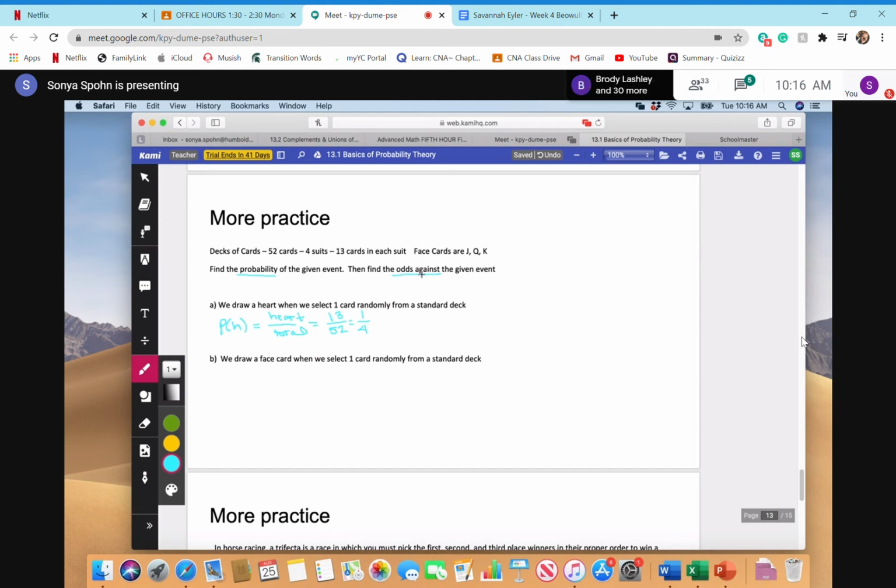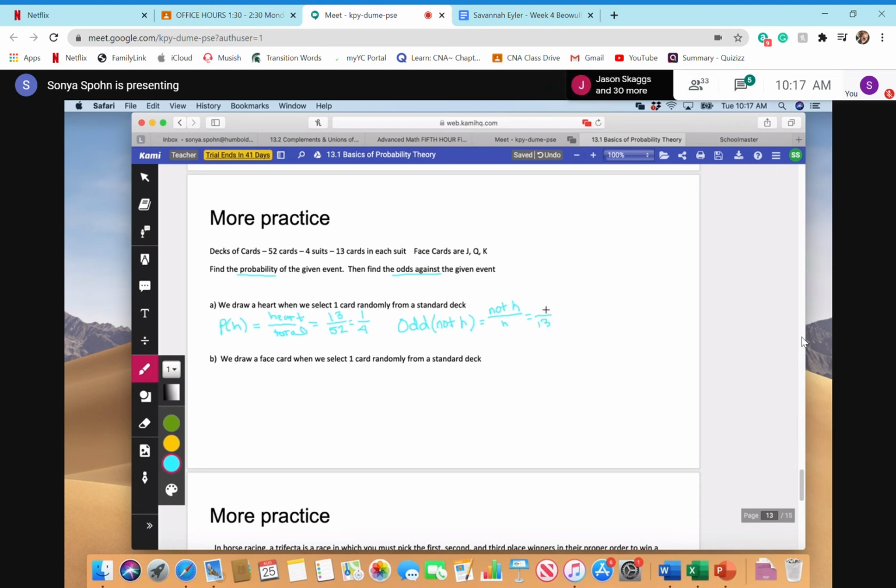Odds against. So we want to do the odds against a heart, which means we're doing the odds of not a heart. So when we do odds, we're doing not the heart because it's against. If it said for hearts, we would put the hearts first. Not heart over heart. I already said over here that there's 13 hearts and there's 52 cards in all. We're not going to put a 52 here because there's not 52 not hearts. If we're saying 13 are hearts, how many are not hearts?